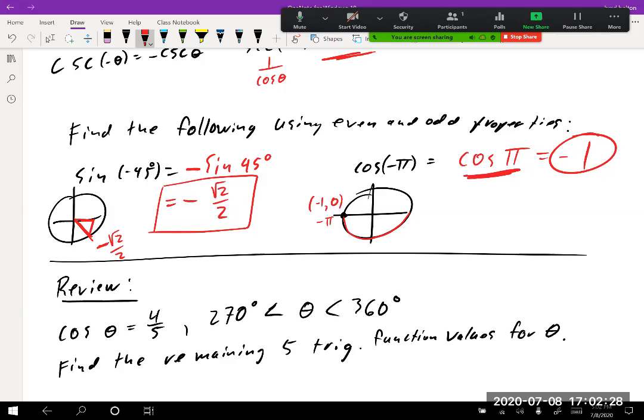But I could just use the fact that it was an even function and make the negative just disappear, because it didn't matter for this particular problem.